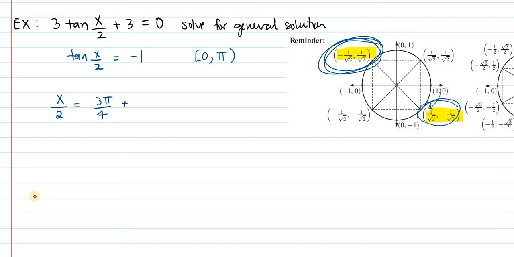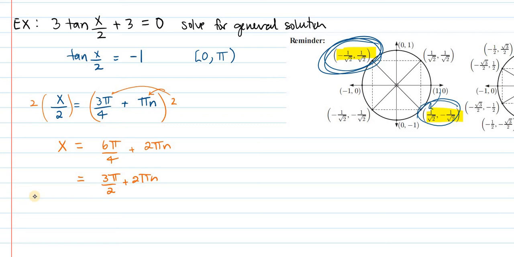In this case, our domain is pi, so we're just going to do the plus pi n. In order to solve, we need to multiply by 2 on both sides. So we get x on the left, and this 2 gets distributed to each part. So we've got 6 pi over 4 plus 2 pi n. I'm going to go ahead and simplify that into 3 pi over 2 plus 2 pi n. So that's the general form for the solution for this equation.